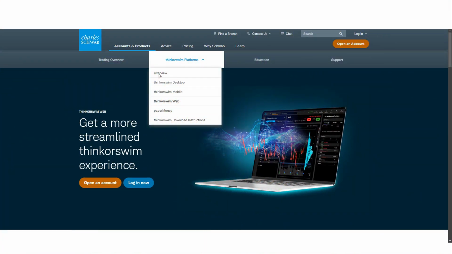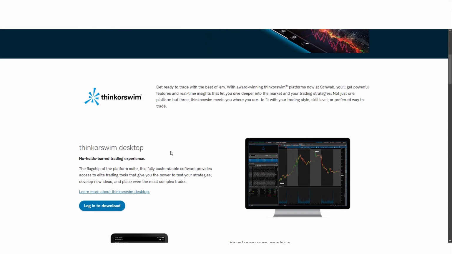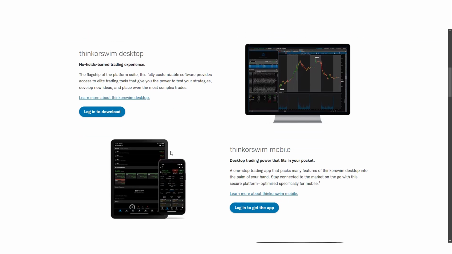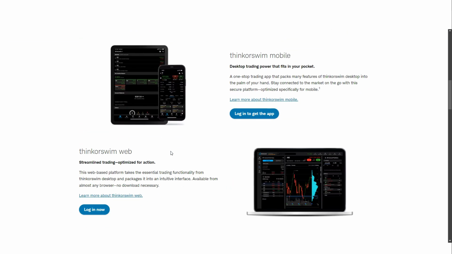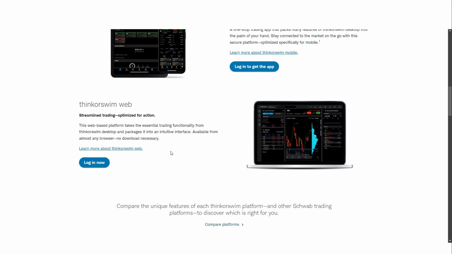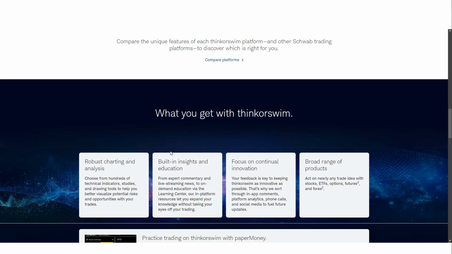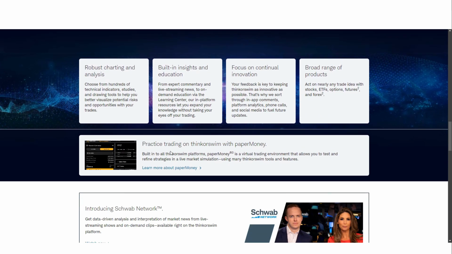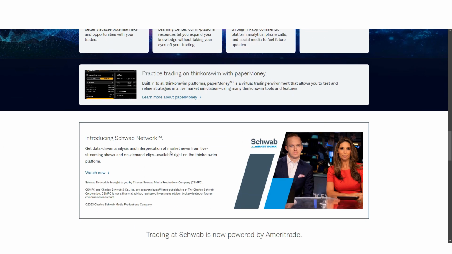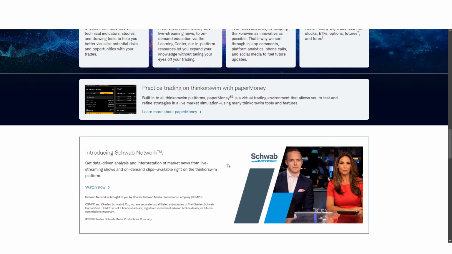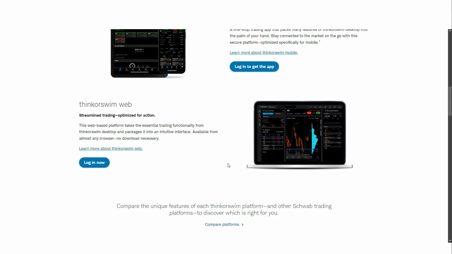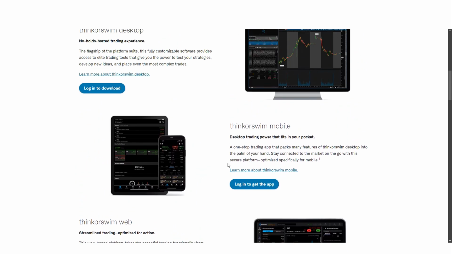Thinkorswim by Charles Schwab is a versatile and powerful trading platform that offers a wide range of tools and features for active traders. Its professional-level charting capabilities, variety of order types, and educational resources make it a standout choice for those willing to invest the time to learn its intricacies. While the learning curve may be steep, the platform's comprehensive offerings make it well worth the effort. Whether you're a seasoned trader or just getting started, Thinkorswim provides the tools needed to succeed in the fast-paced world of trading.